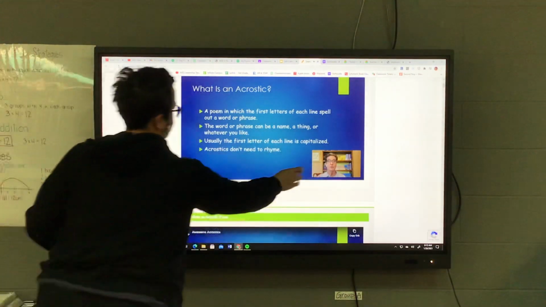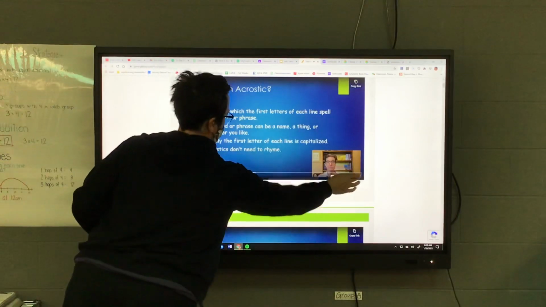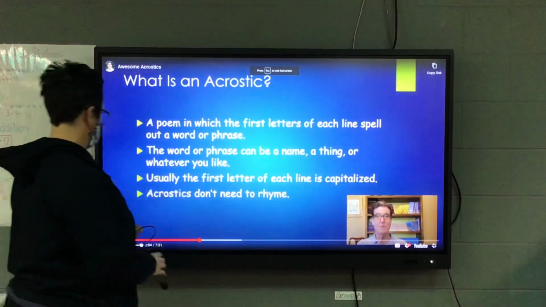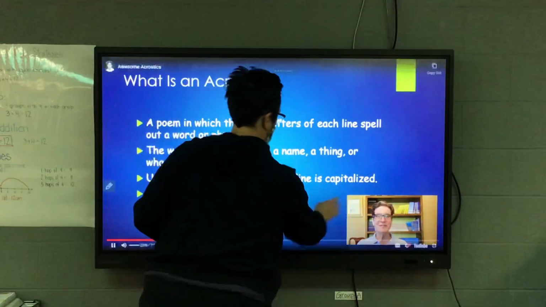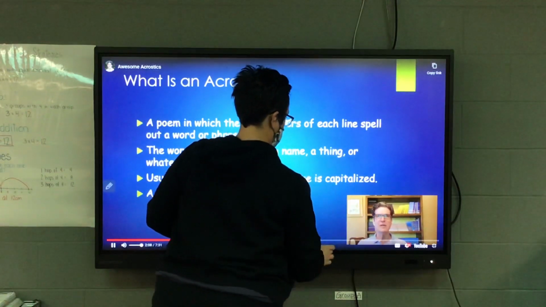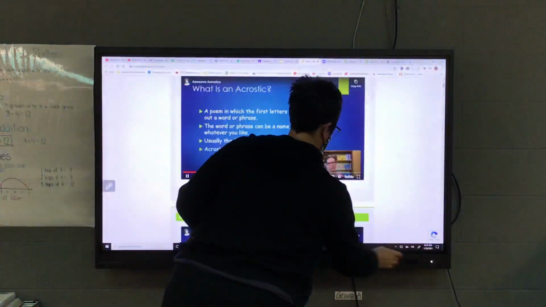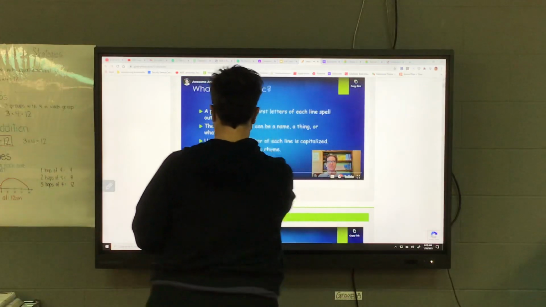Acrostic poems do not have to rhyme. You can rhyme them if you want to, but I think you'll find that it's easier if you don't worry about rhyming and only focus on getting words and ideas that fill out the first letter.